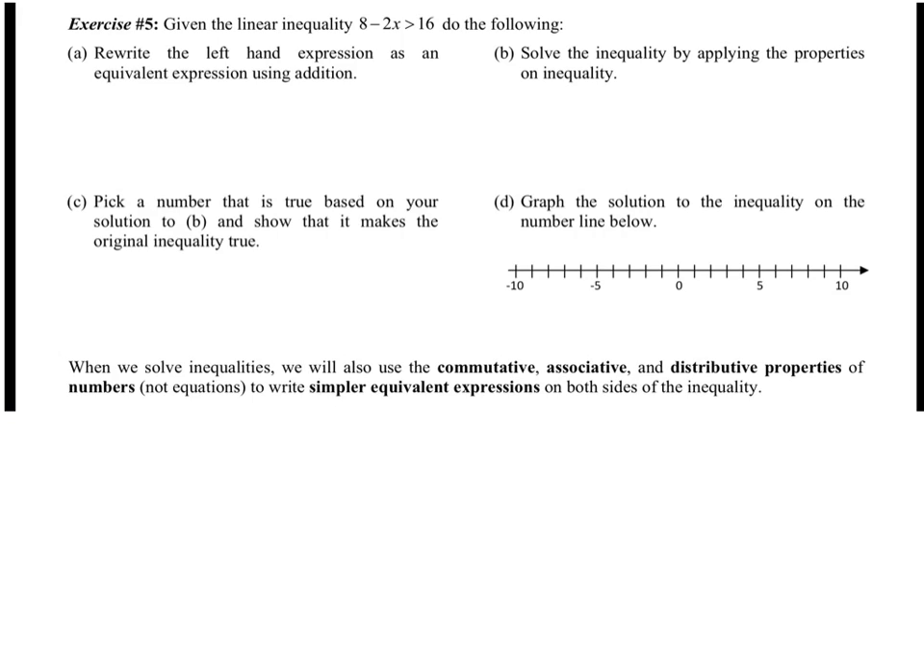All right, so now we have a new linear inequality. Rewrite the left-handed expression as an equivalent expression using addition. So what we're going to do is show that 8 minus 2x is more than 16 can actually become a plus negative. So we can rearrange that and make it negative 2x plus 8 is more than 16. Sorry, not 6. Yeah, 16.